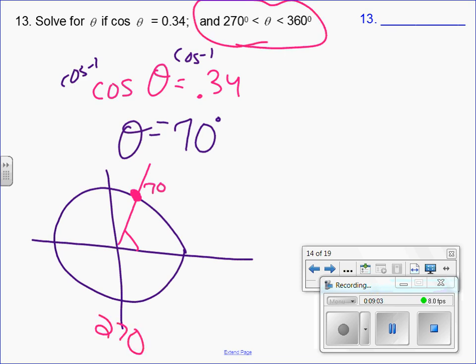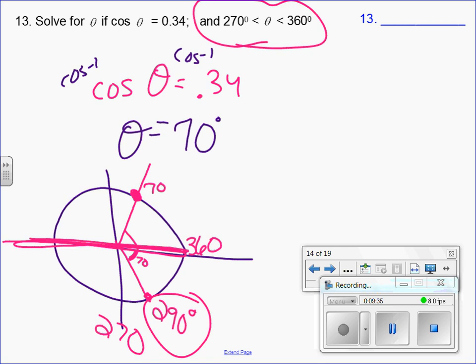So here's 270, here's 360. We're going to use reflection to get it down into that quadrant. So you reflect this down to here. That also makes our reference angle a 70 again. We reflect it over the x-axis. So how would I figure out where that pink dot is? 360 minus 70. You don't want to use the 270. 360 minus 70, 290. Yep, that's what I have. 290.